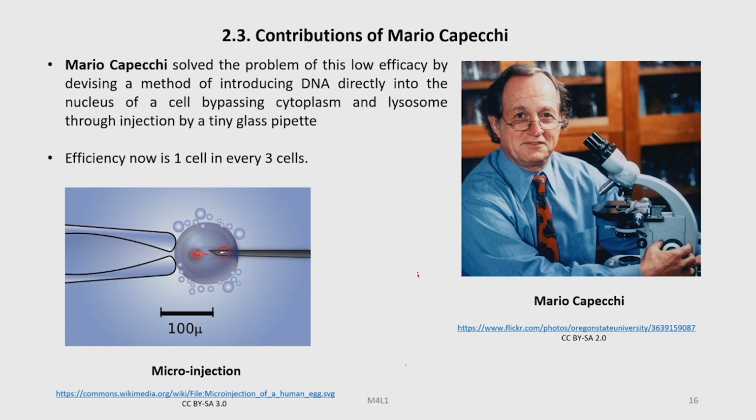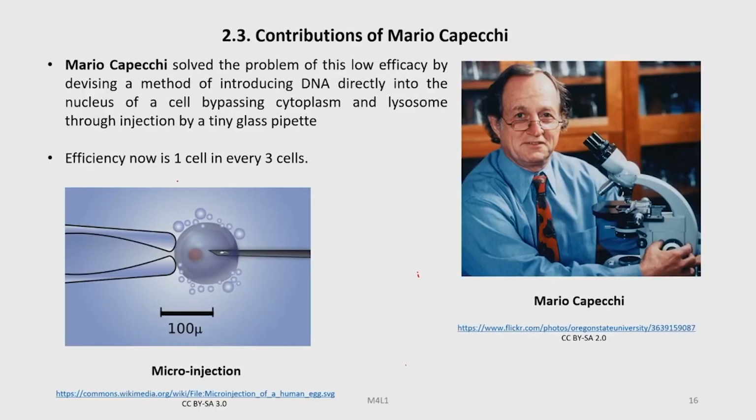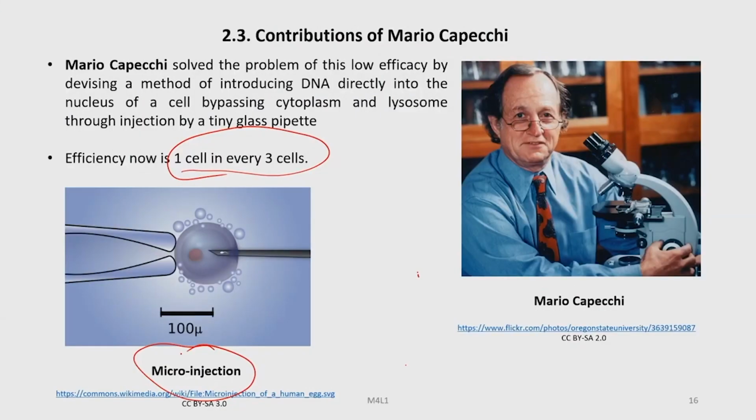So, this efficiency immediately improved from 1 in a million cells in the process developed by Wigler to 1 cell in every 3 cells. But this is being done with a special apparatus and human intervention, and this process is known as microinjection.